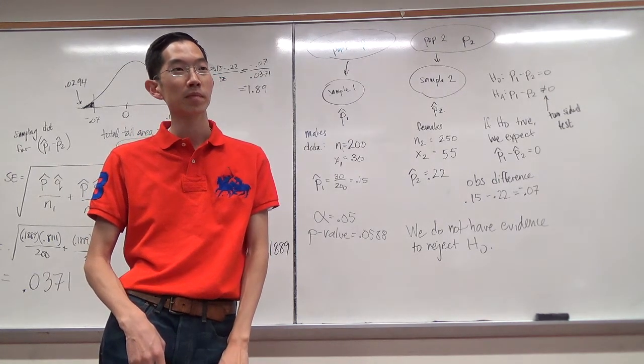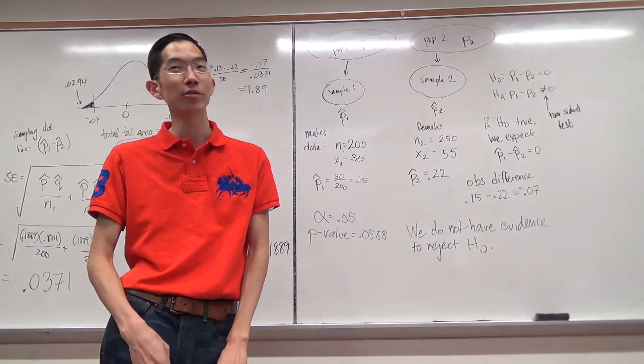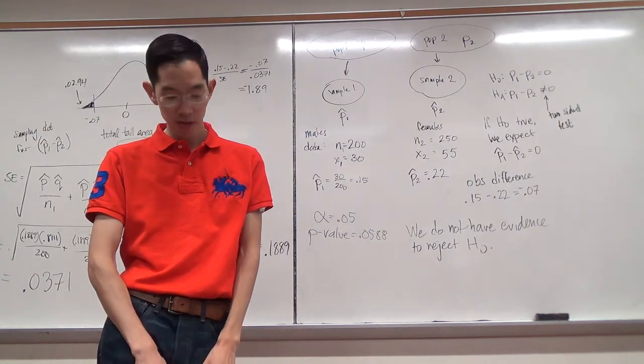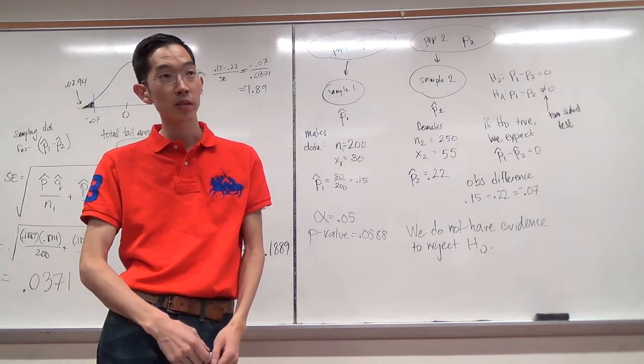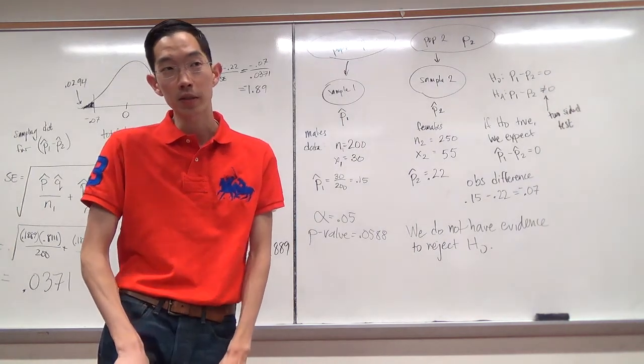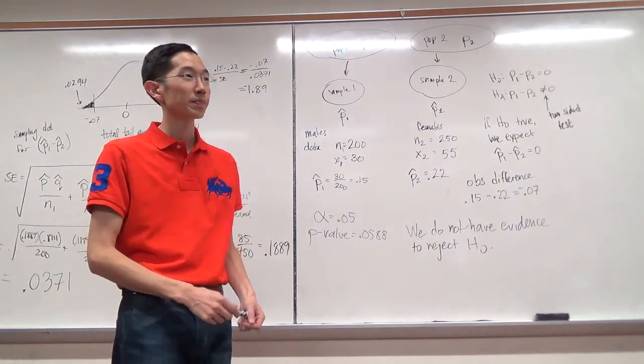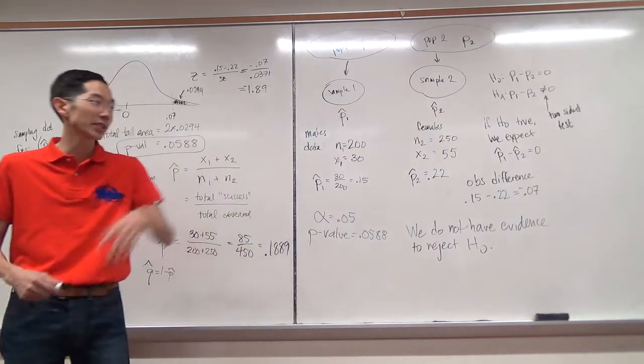What happens if you have a p-value that's above, let's say, 90%? Then you do not reject the null hypothesis. So it still doesn't mean the null hypothesis is true, right? It does not mean that the null hypothesis is true. So, here's a silly example, all right?